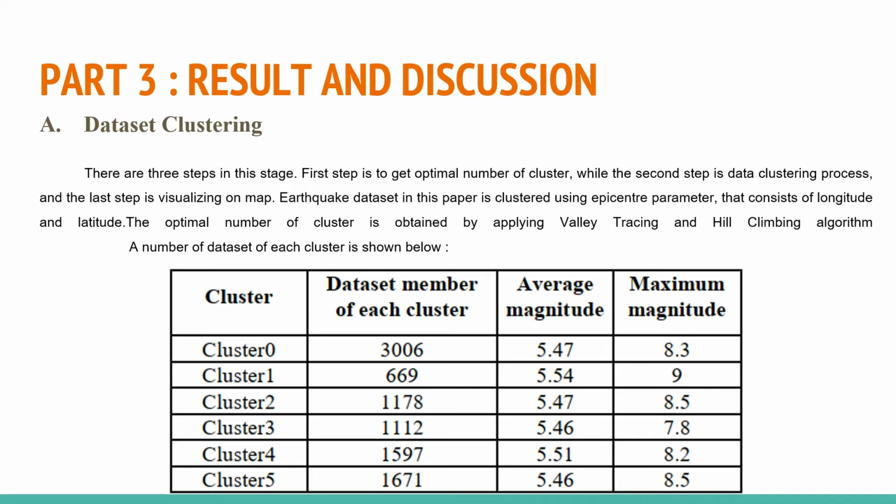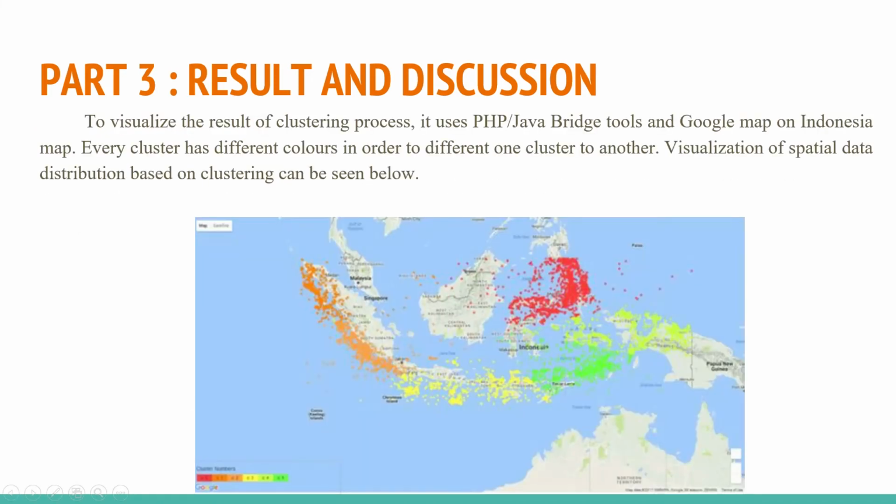To visualize the results of the clustering process, it uses the PHP/Java Bridge tool and Google Maps on a map of Indonesia. Every cluster has a different color in order to differentiate one cluster from another. Visualization of spatial data distribution based on clustering.